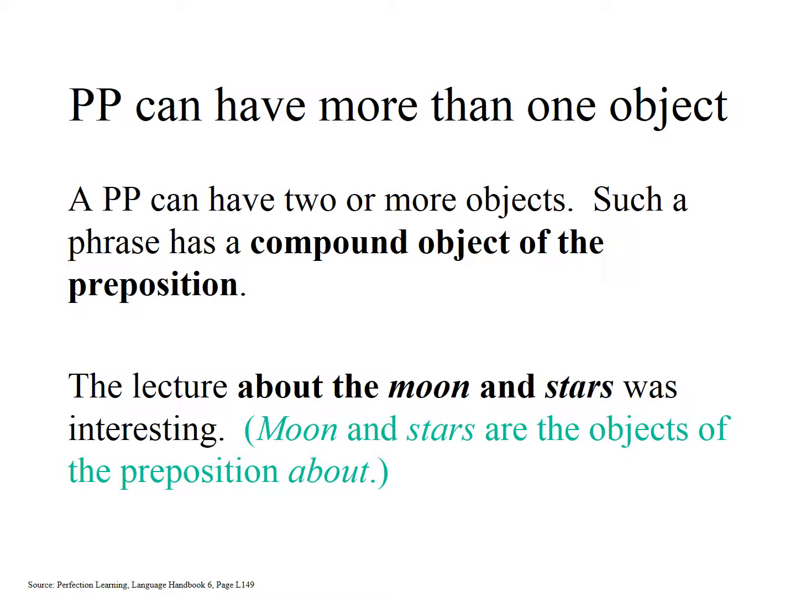Prepositional phrases can have more than one object. A prepositional phrase can have two or more objects. Such a phrase has a compound object of the preposition. So it's pretty much the same thing. You're just looking for the word and, which is connecting our objects. So in this example, it says the lecture about the moon and stars was interesting. So here is our prepositional phrase. This is our preposition word, and this would be the compound objects of this sentence.